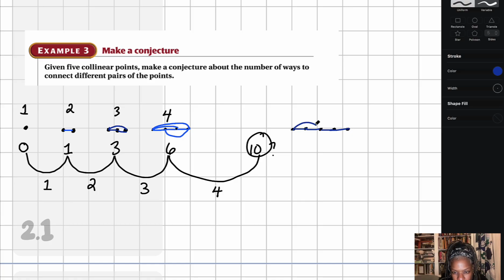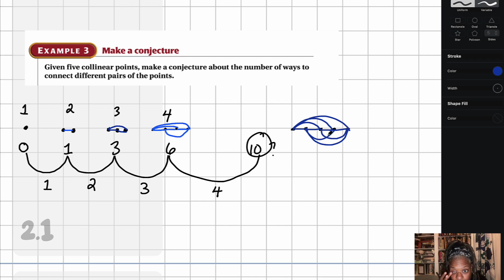And then we've got 5, and then 6, and then 7. This guy is already connected to this one. So then we have 8 and 9. And is there another one? This guy never got connected to this guy, so that's 10.